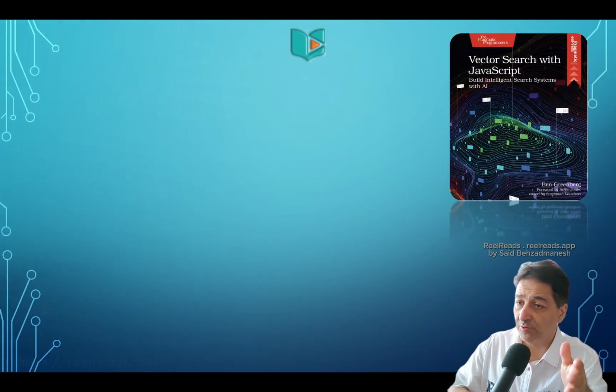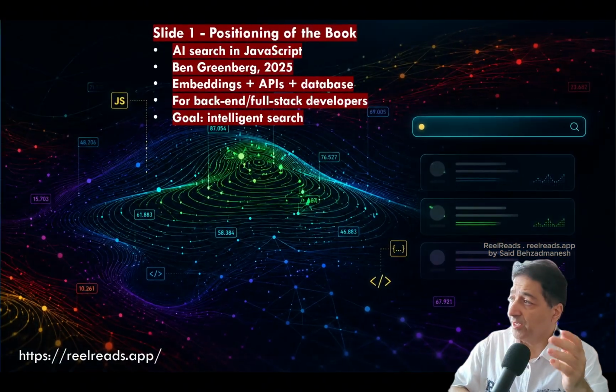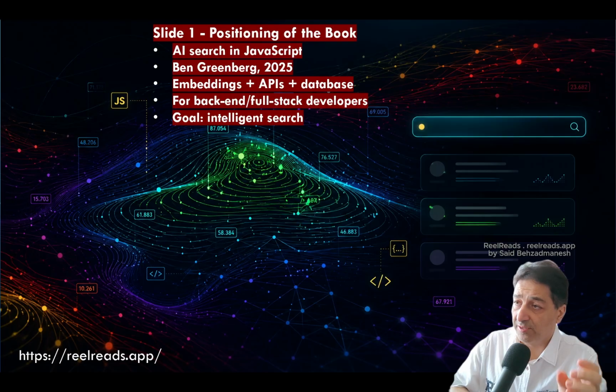From here starts the original book. This book is best understood as a practical engineering guide. It is not trying to be a deep machine learning textbook. Its promise is more useful for working developers: take JavaScript, Node.js, an embedding API and a vector-capable database, then build an intelligent search service.